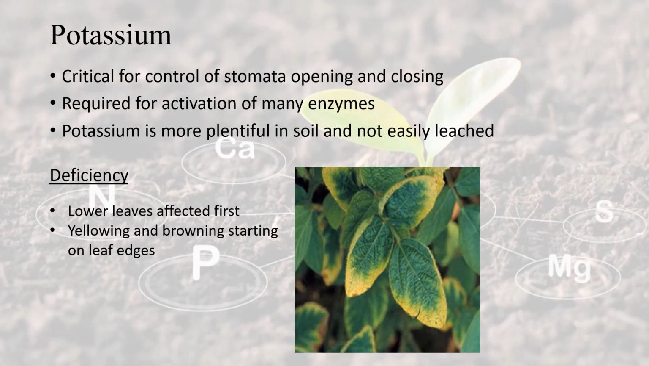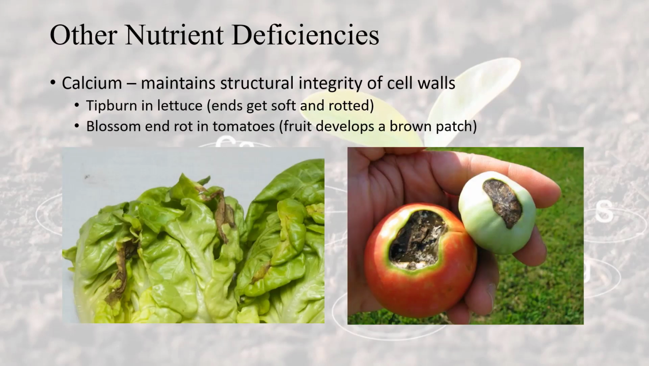But that deficiency, again, is mobile, so it's going to affect your lower leaves first, and you usually see a yellowing or browning that starts on the leaf edges, right? That yellowing color is going to be pretty common in most of these nutrient deficiencies. A couple other ones just to be aware of: calcium deficiency. You might commonly see it in lettuce, where you get tip burn, where your tips get soft and rotted. Blossom end rot in tomatoes, where your fruit develops a brown patch. That could be a common deficiency that you might see, and that is related to a lack of calcium.